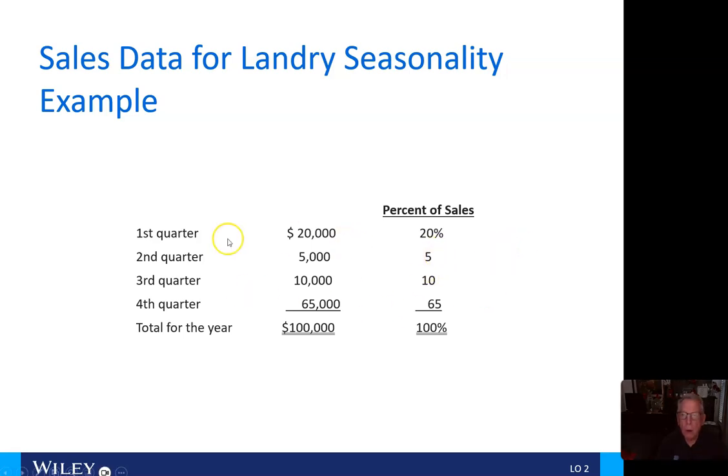All right, so the first quarter we had $20,000, second quarter only $5,000, third quarter $10,000, and the fourth quarter $65,000. The total for the year was $100,000. So we break those percentages down pretty easily here too by quarter.